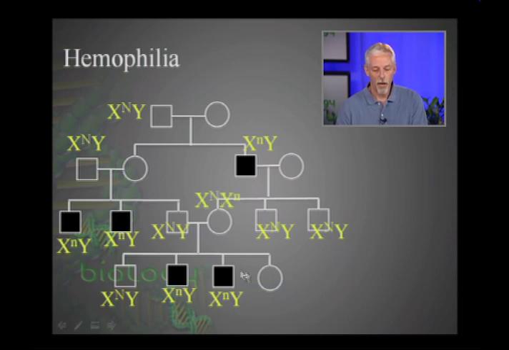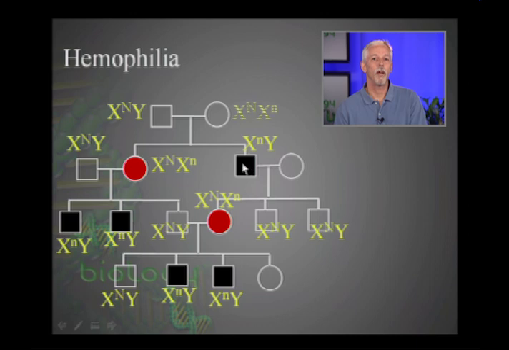So again, we have 2 males here that are hemophiliacs, so she had to have given them an X with that recessive allele, so she has to be heterozygous because she's normal. So again, she would be a carrier. And again, here we have 2 sons that are hemophiliacs, had to get that X from mom, so she's a carrier there. And again, we see a son here that's a hemophiliac, so that suggests that she's also a carrier.